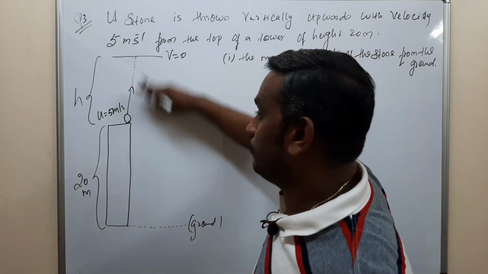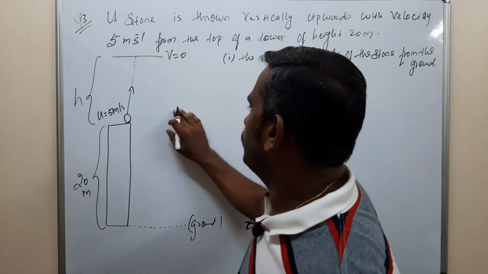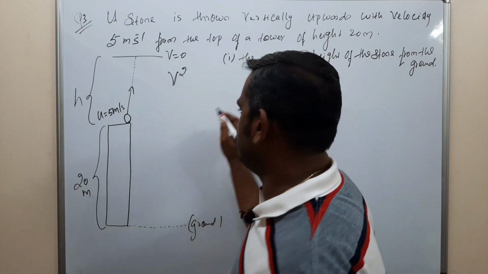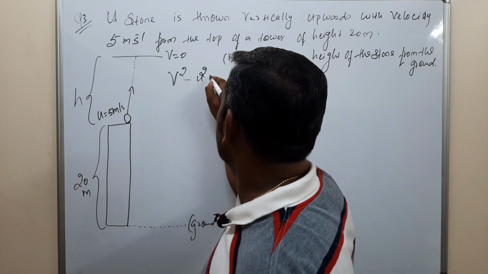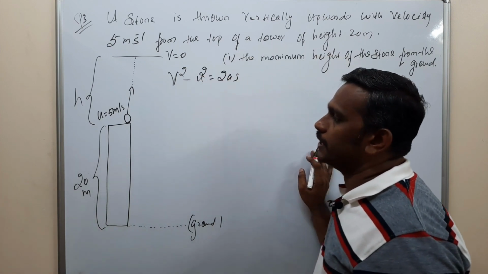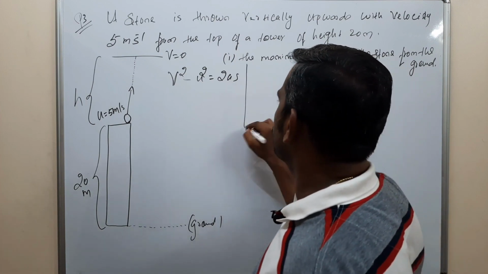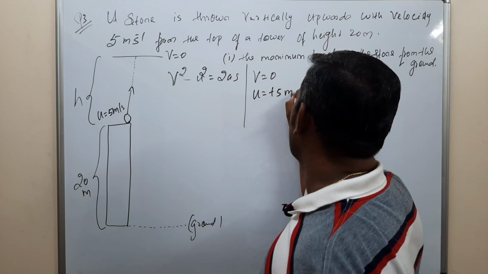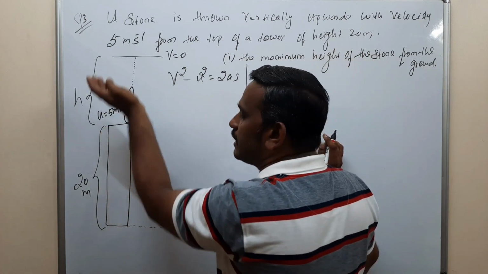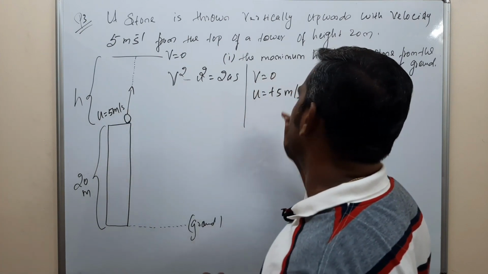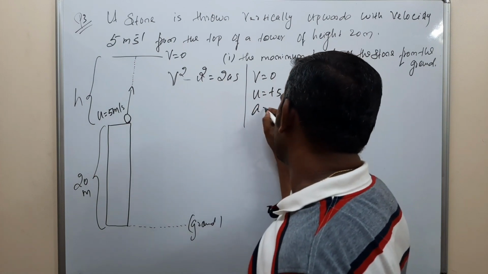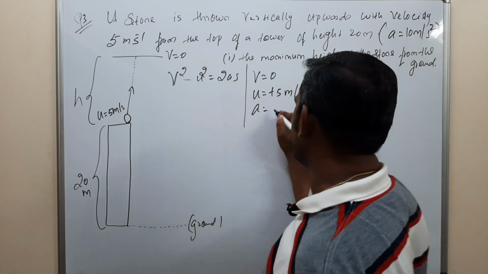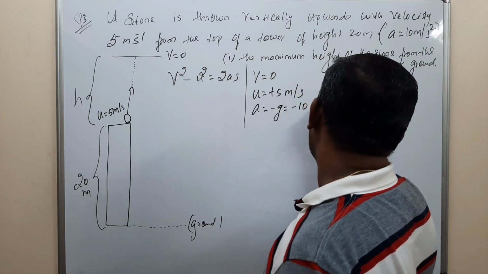So from the top of the tower, we are considering this motion. I am using the kinematic equation, V square minus U square is equal to 2As. V is equal to 0, U is equal to plus 5 meter per second. The stone is thrown vertically upwards, so U is equal to plus 5. Acceleration, in the question it is given, A is equal to minus g, which is minus 10 meter per second square.